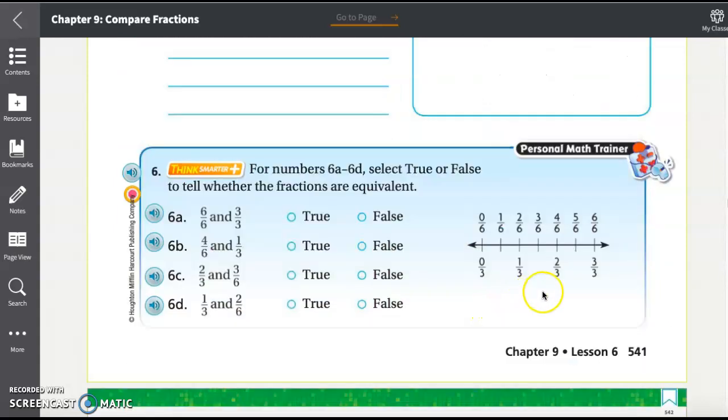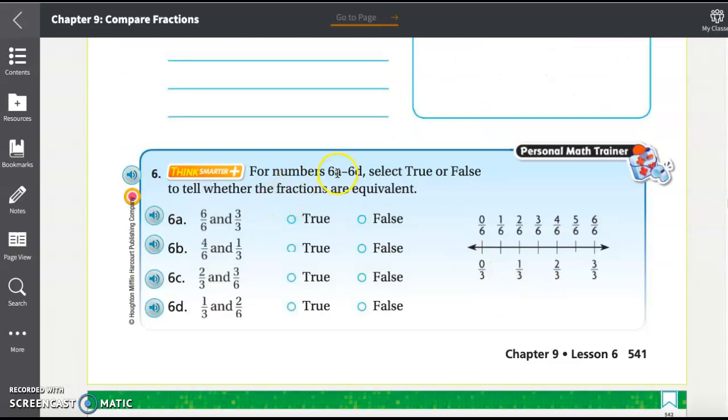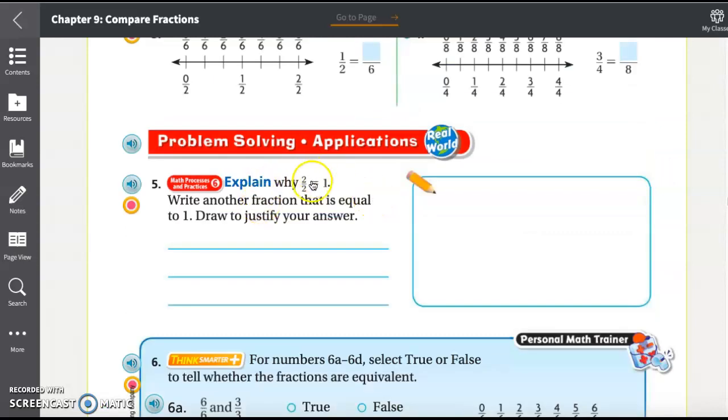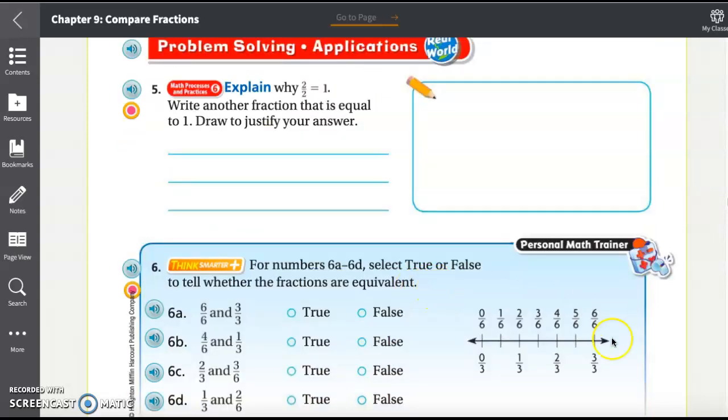All right, number 6 says to think smarter. For number 6A through 6D, select true or false. All right, so you use a number line, 6 over 6 and 3 over 3. Let's go find it. Well, 6 over 6 is 3 over 3. Didn't we just say up here that if it's 2 and 2, or 4 and 4, or 6 and 6, or 7 and 7, or 8 and 8, it's one whole? That is correct. Yes, they are equivalent.